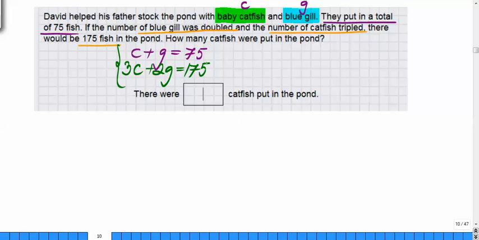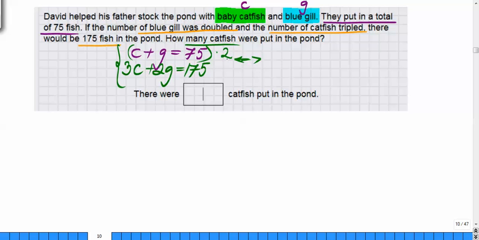And this is your system of equations that you have to work with, two variables, catfish and bluegill. To find how many catfish, my best approach, in my opinion, and you may have a better way, would be to eliminate G. To do that, my goal would be to make 2G in the first equation, and I can do that by multiplying everything in the first equation by 2.